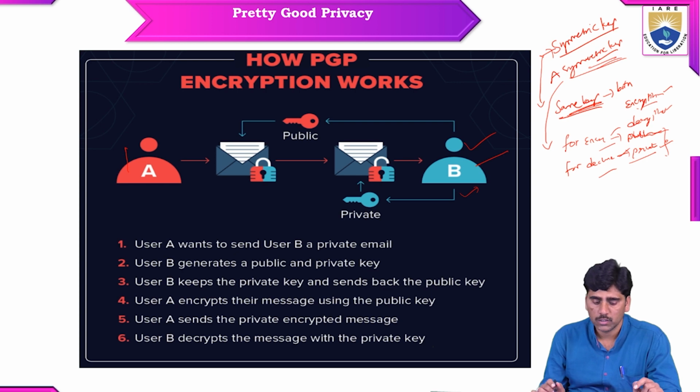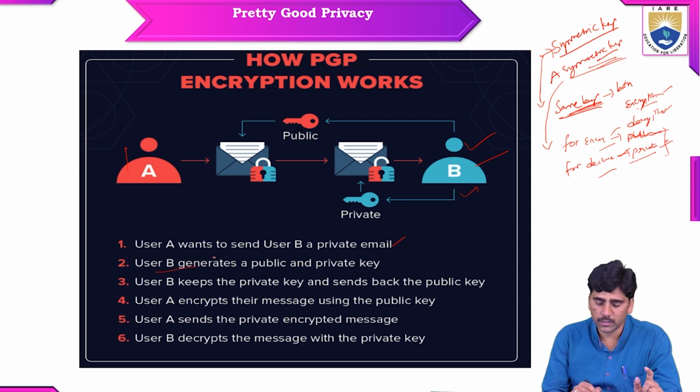So see here, user A wants to send user B a private mail. So the condition is what? To send that private mail to B, both user A and user B must be PGP service enabled users. If and only if they are PGP service enabled users, they will become senders or receivers of private mails. So now the first step is what? User A wants to send user B a private mail.